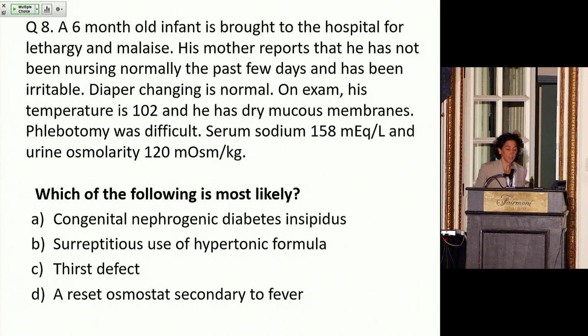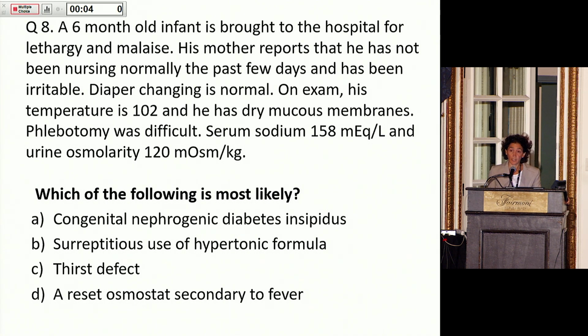Okay, question 8. A 6-month-old infant is brought to the hospital for lethargy and malaise. His mother reports that he has not been nursing normally for the past few days and he's been irritable. Diaper changing, however, has been normal. On exam, his temperature is 102. He has dry mucous membranes. Phlebotomy was very difficult, and the serum sodium turns out to be 158 with a urine osmolarity of 120. So, which of the following is most likely?